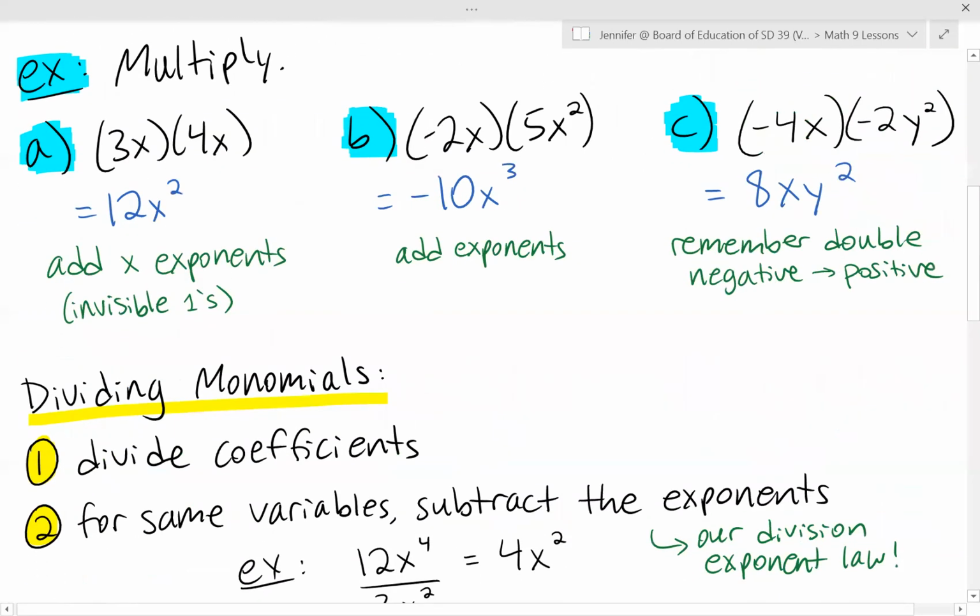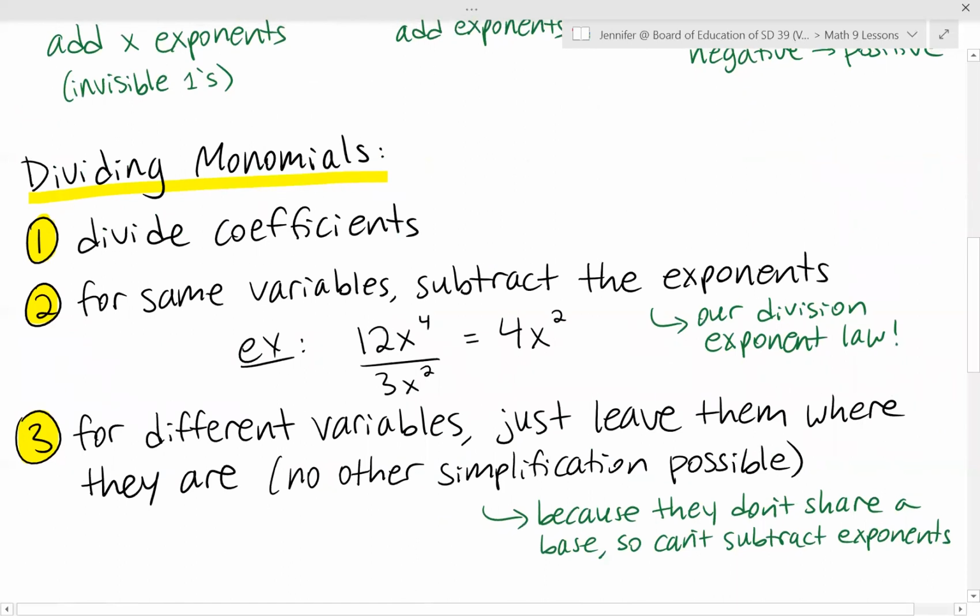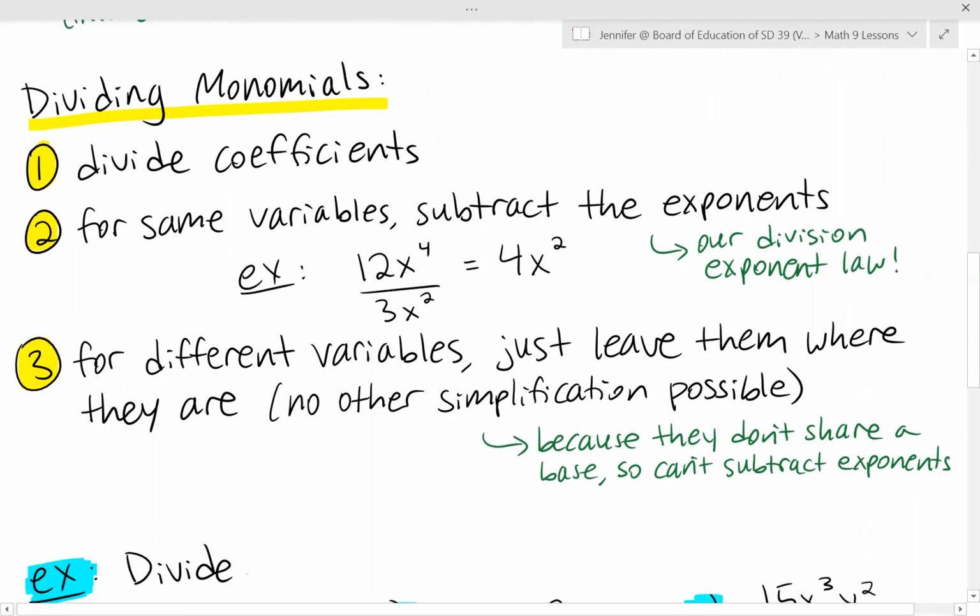Division is very similar. You're of course going to divide the coefficients instead of multiplying them. And we're going to use our division exponent law. So again, if the variables are the same, then they have the same base, so we can subtract the exponents. So in this example here, 12 divided by 3 gives us 4, and then the variables are the same, so we can subtract the exponents to leave us with x squared. Again, if the variables are different, just leave them as they are. There's no other simplification that we can do because they don't share a base.